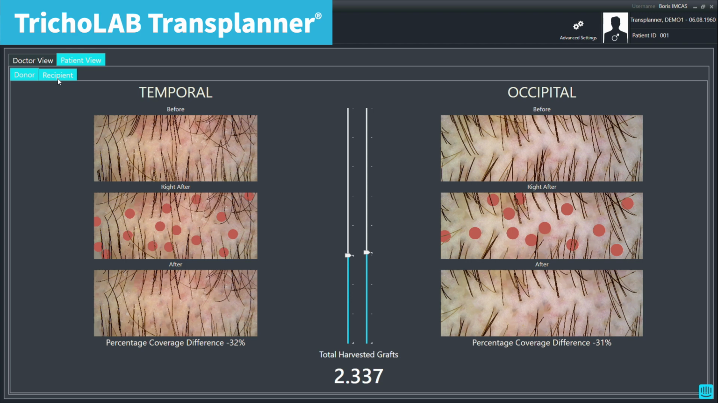And this is how you can nowadays consult the patient when they have some questions, plus if they have a completely crazy number of grafts in their head.